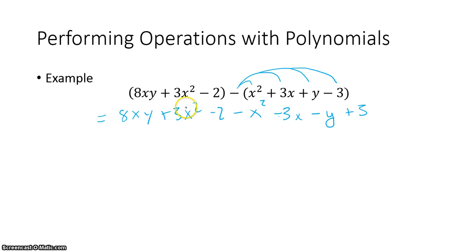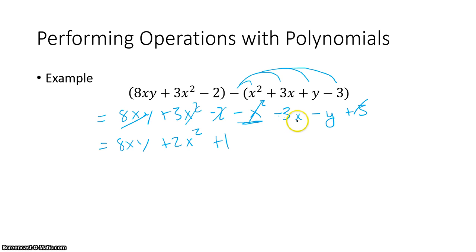And I'm just going to follow the same procedure that I did in the last example, starting with 8xy. Are there any other terms in this polynomial that have xy? There's not, so 8xy stays by itself. Next term, 3x squared. Are there any other terms with x squared? Yes, there's one here. There could be more than just the one. And 3x squared minus x squared leaves me with plus 2x squared. Crossing those ones out. Minus 2 plus 3 plus 1. Cross those out.